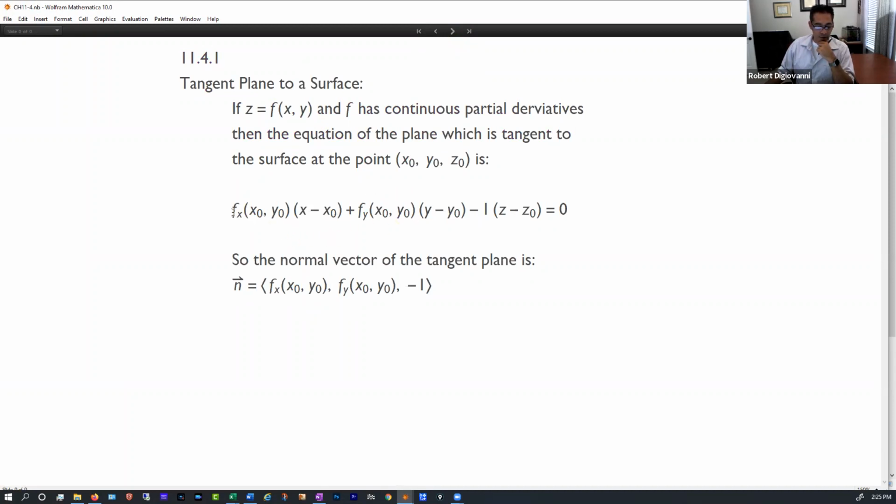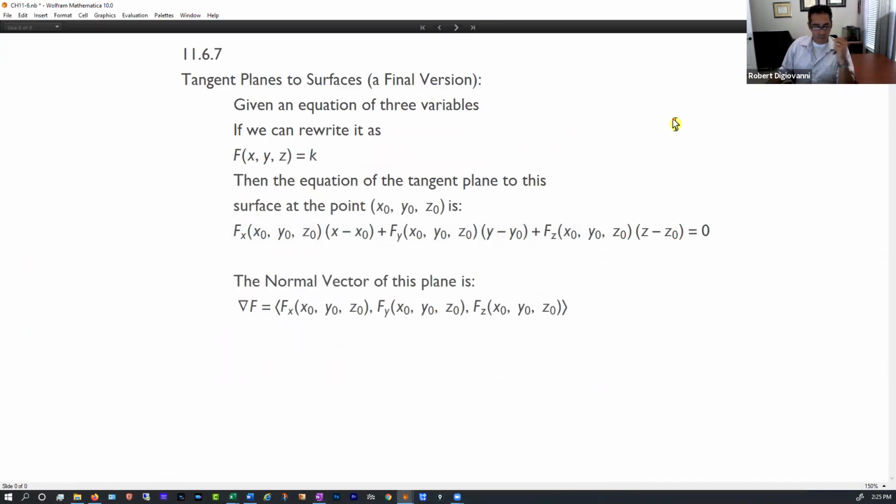And I told you that the first part, the number in front of the x minus x naught, is just the partial of f with respect to x. This is the partial of f with respect to y. And I told you this would always be -1. Remember me saying that? I said, don't worry about that now, I'll show you where that's coming from. Well, now it's time to show you where that's coming from.